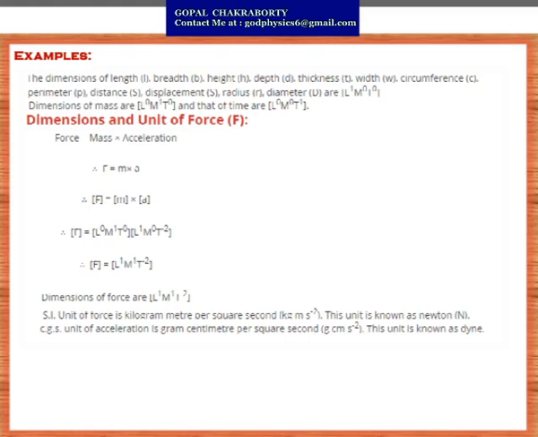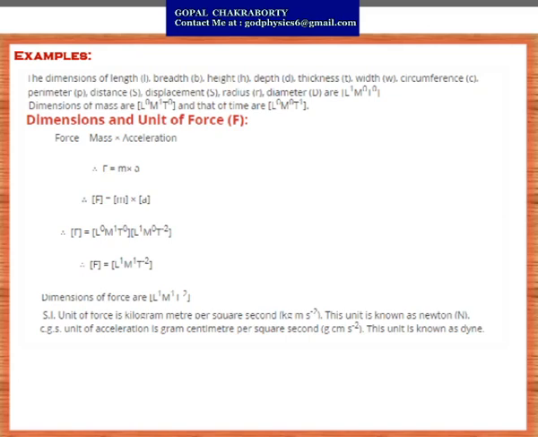The SI unit of force is kilogram meter per square second. This unit is also known as Newton. And the CGS unit of force is gram centimeter per square second. This unit is known as dyne.